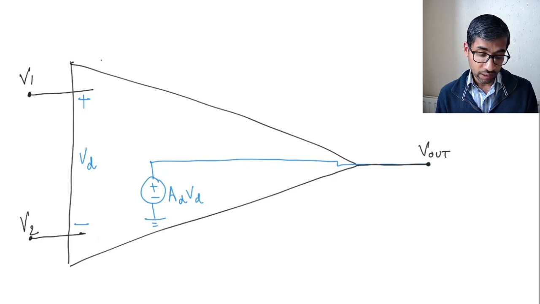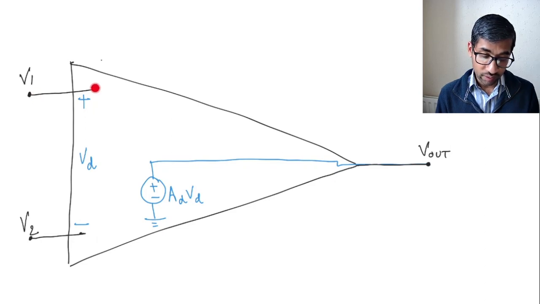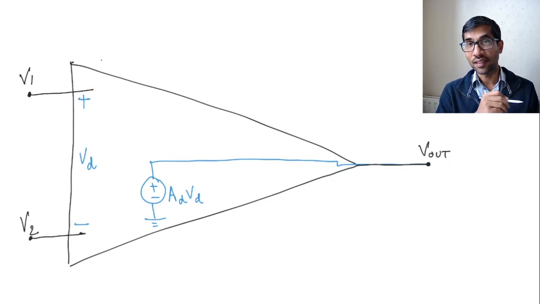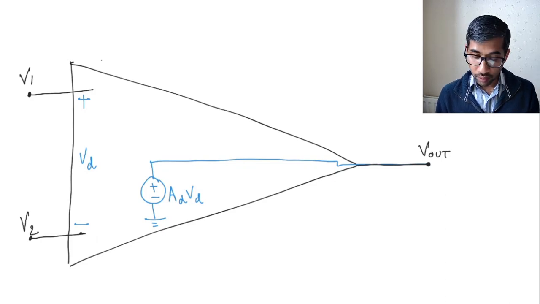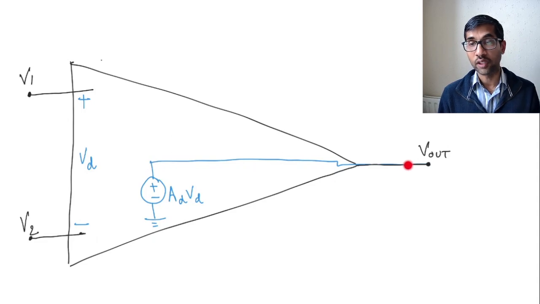Notice also, what's the current going into the non-inverting terminal? It's going to be zero. Why is it going to be zero? Because there is no connection here for the current to flow. This is just an open circuit here, and that models the zero current requirement of the ideal op-amp.